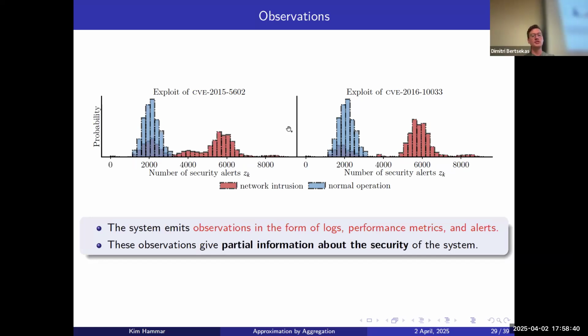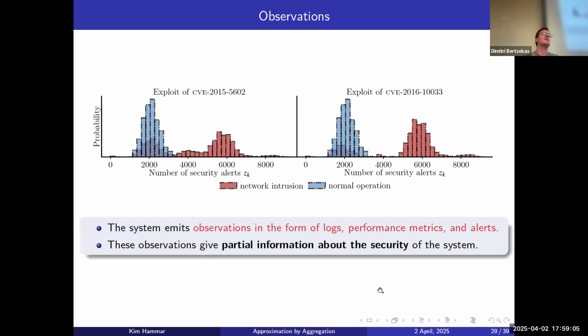And what we can note from these distributions is that there's quite a lot of false alarms. That's why the distributions overlap over here. But there is also a pretty clear statistically significant difference between these two distributions. And that could then potentially be used to detect the attack or to refine the belief later on.